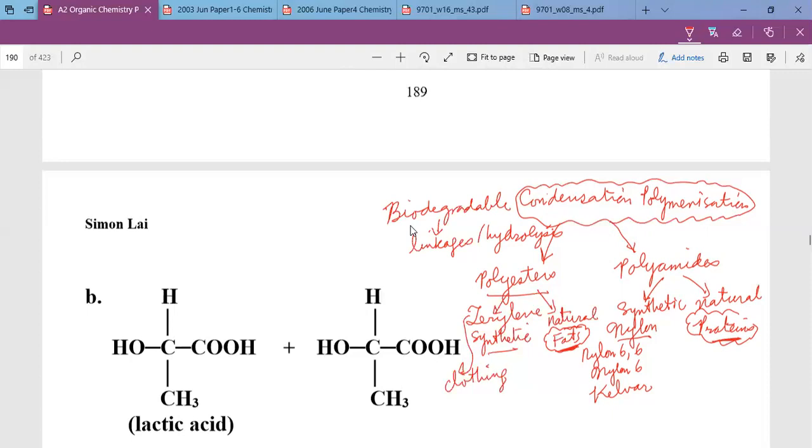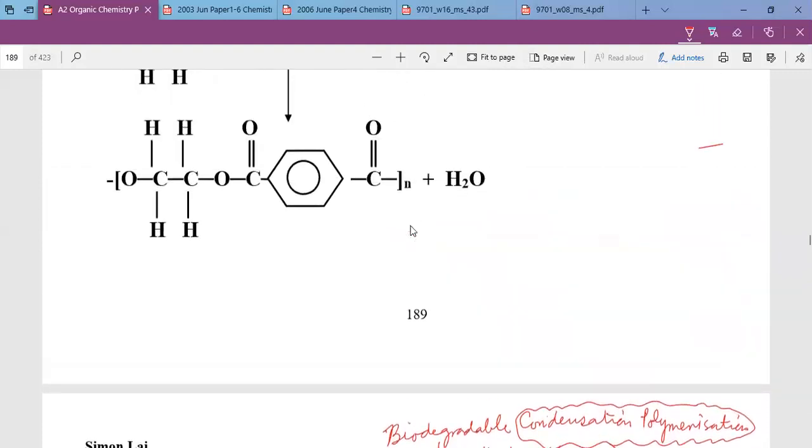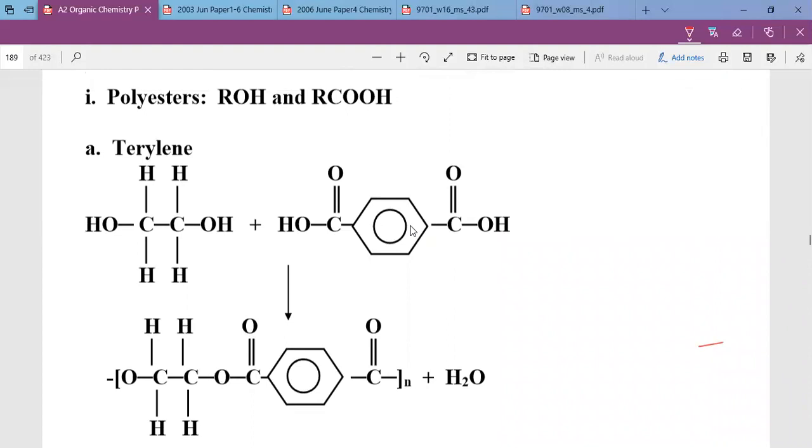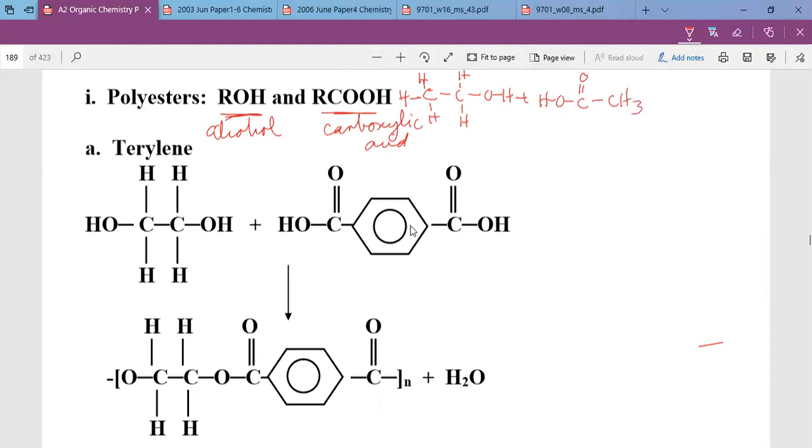Okay, so now let's look at how they are made. You can see down here, first one, of course, is your polyesters. Remember, since it's an ester in your AS or Form 5, an ester is formed between an alcohol and a carboxylic acid. If you have only one functional group, for example, here, this is your ethanol. And if you put the reverse formula for your carboxylic acid, your ethanoic acid, you can box it. Remember that the OH comes from here, not from the alcohol.